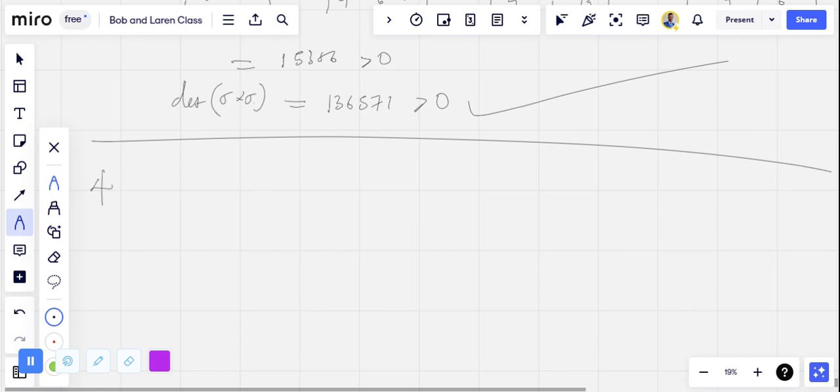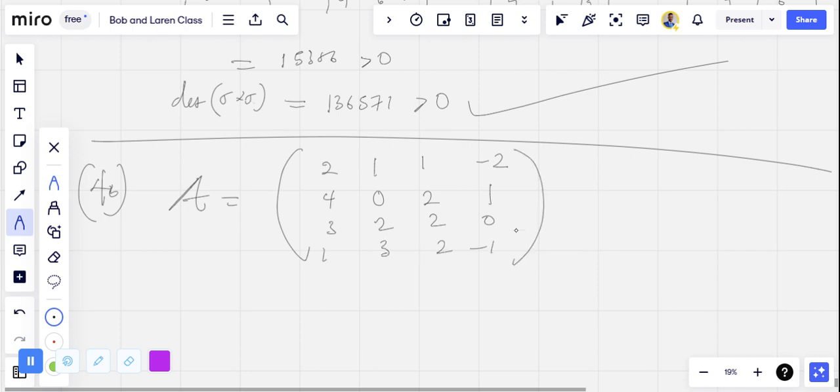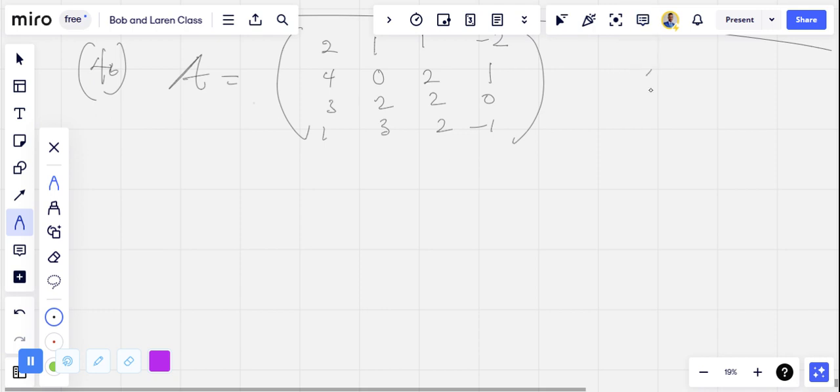For the second question, which is 4b, they ask us to look for the inverse of a matrix A given as 2, 1, 1, minus 2, 4, 0, 2, 1, 3, 2, 2, 0, and 1, 3, 2, minus 1. They now ask us to look for A inverse.